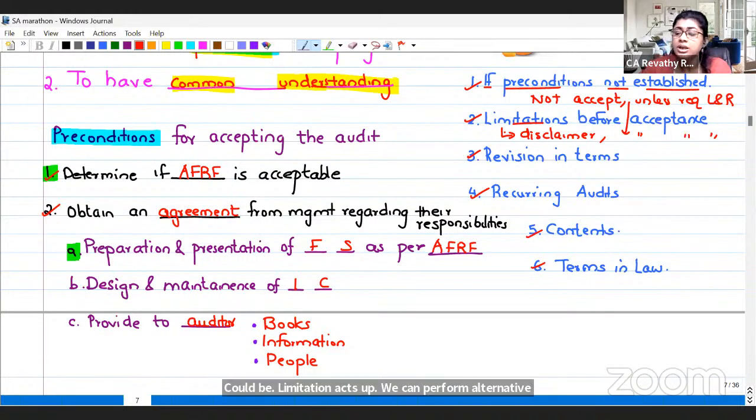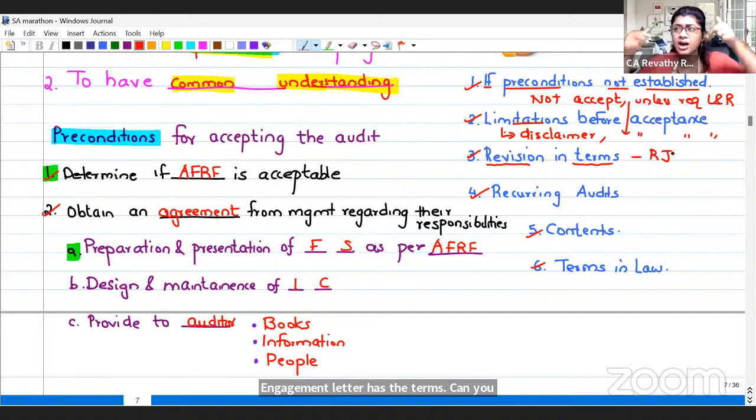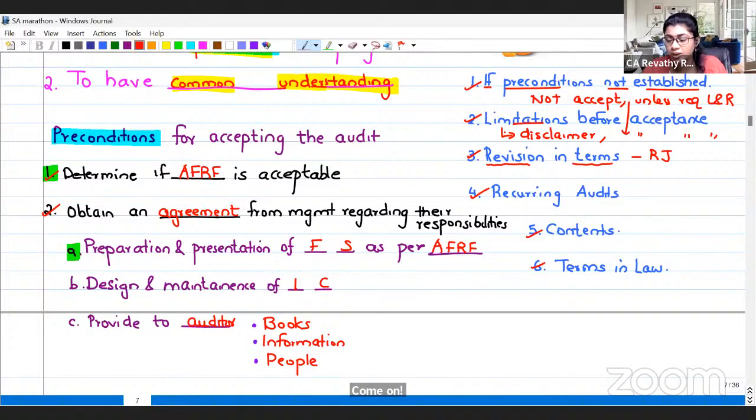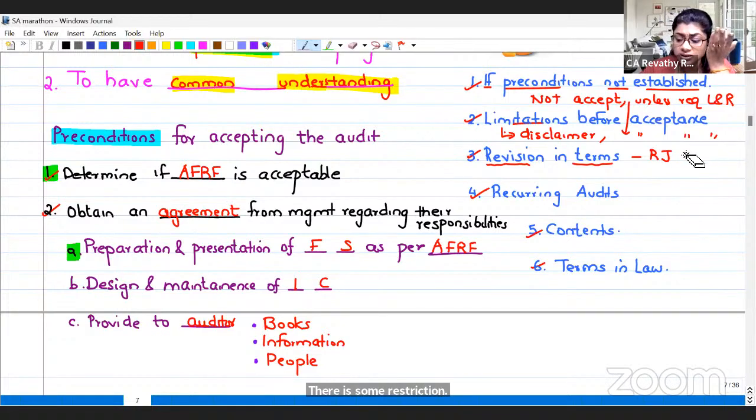Right? Can you revise the terms? Engagement letter has the terms. Can you revise? Yes, if there is RJ. What is RJ? Reasonable justification. They are saying 3 cases: there is misunderstanding, changes in situation, there is some restriction. Okay, they say 3 cases. I'm not writing the 3 cases.